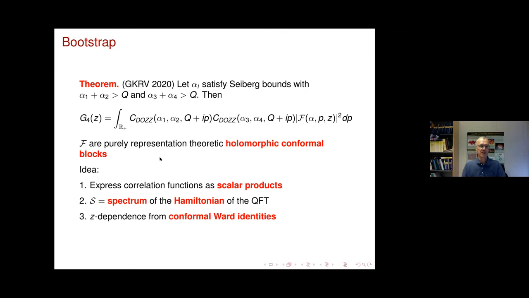So let's go through how this is actually proven. In a nutshell, the idea is the following. You express the correlation functions as scalar products, and the spectrum which enters here has something to do with the spectrum of the Hamiltonian operator of the quantum field theory. So you go to a Hilbert space representation of the theory, writing the correlation functions in the Hilbert space formulation. The spectrum is that of the Hamiltonian, and then the z dependence, which is here, comes from using conformal symmetry.